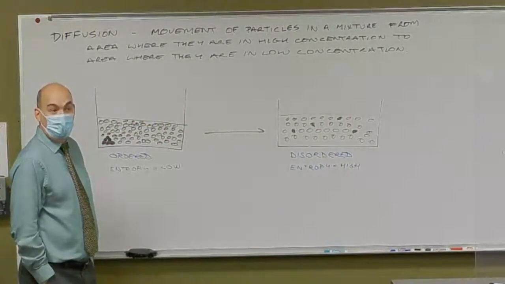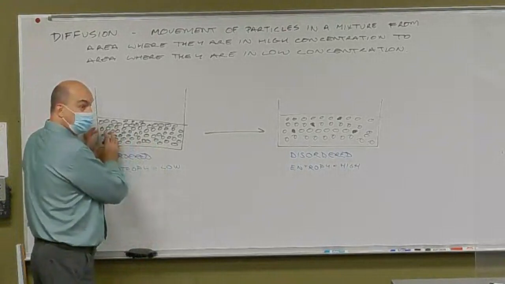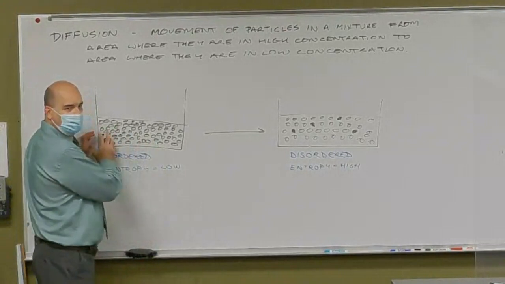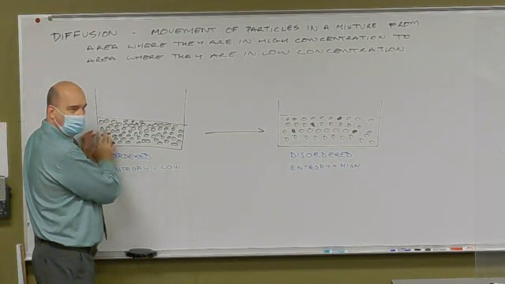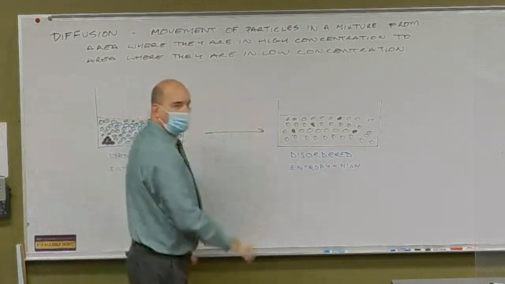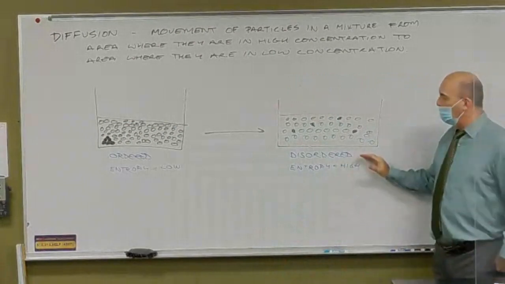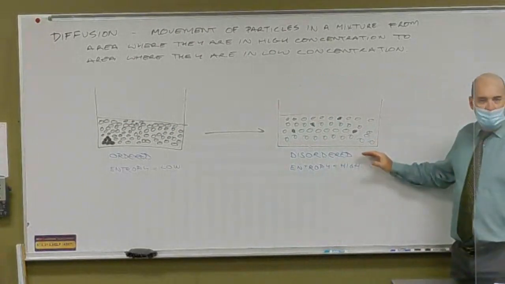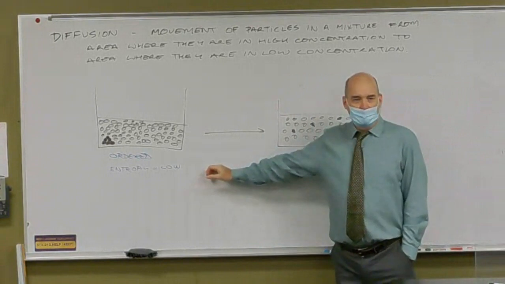And anything that you do that orders things has to have some sort of external energy to keep it that way. When you let nature at things, it just jumbles everything up. So this jumbled up answer is more likely than this localized answer.